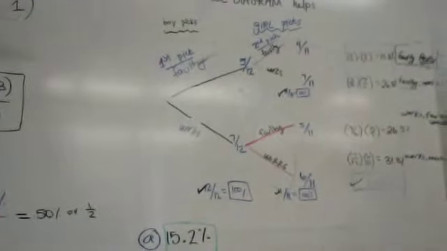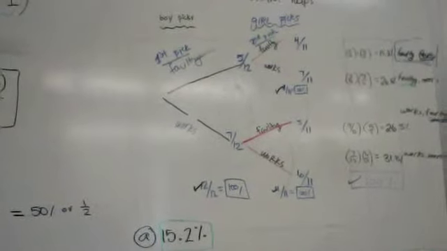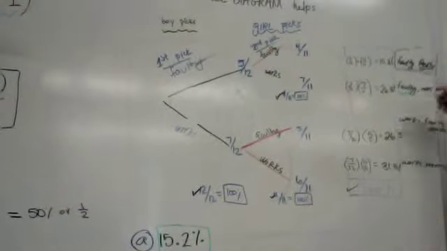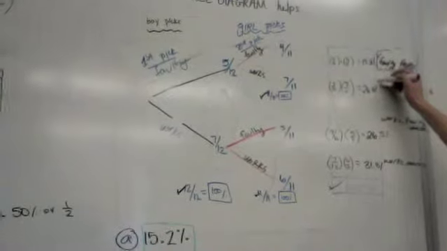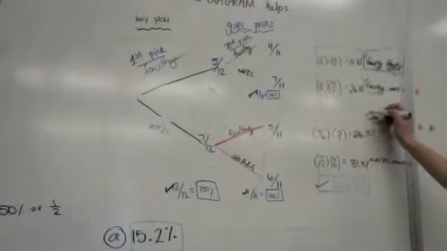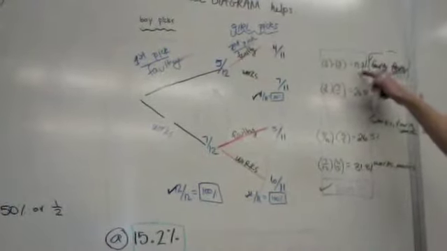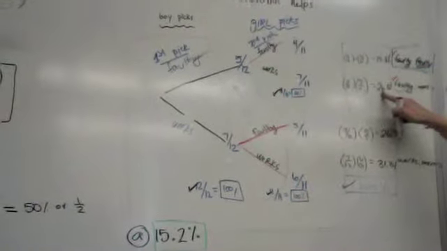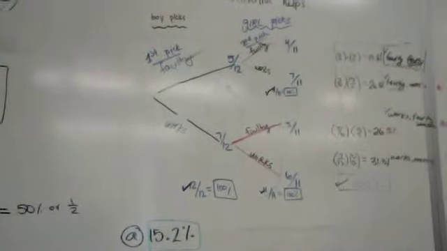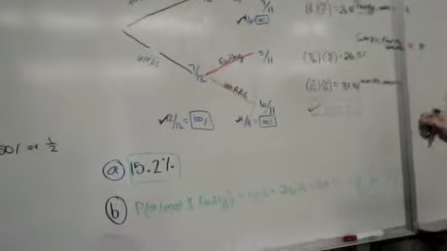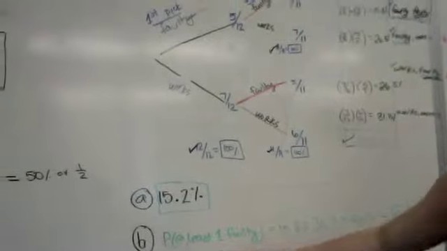B asks, what is the probability that there's at least 1 faulty pen? Well, I can find those situations. Here's at least 1, here's at least 1, and here's at least 1. So in other words, 15.2 plus 26.5 plus 26.5, and I get a final answer of 68.2%. That is the probability that there is at least 1 faulty.